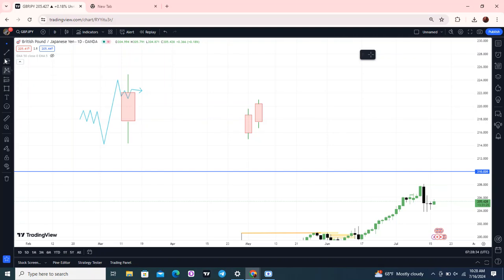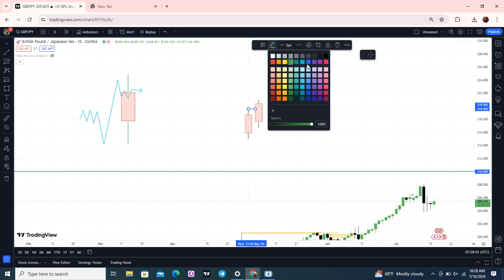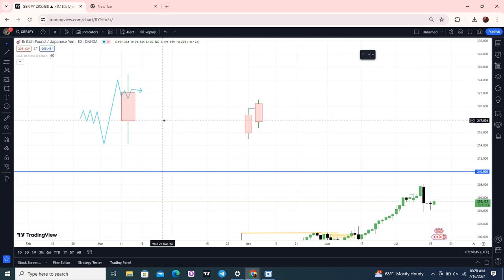What we have to do is mark the wicks of these candlesticks first. Let's mark this. Let me turn it to blue. Then I will also mark the wick of this candlestick here, like this.